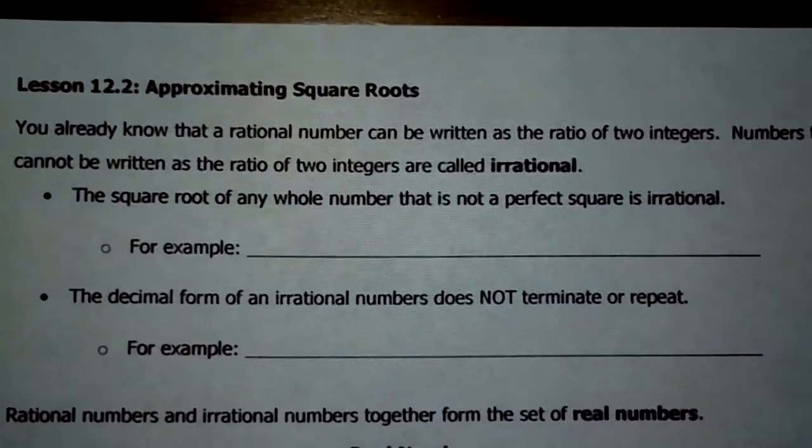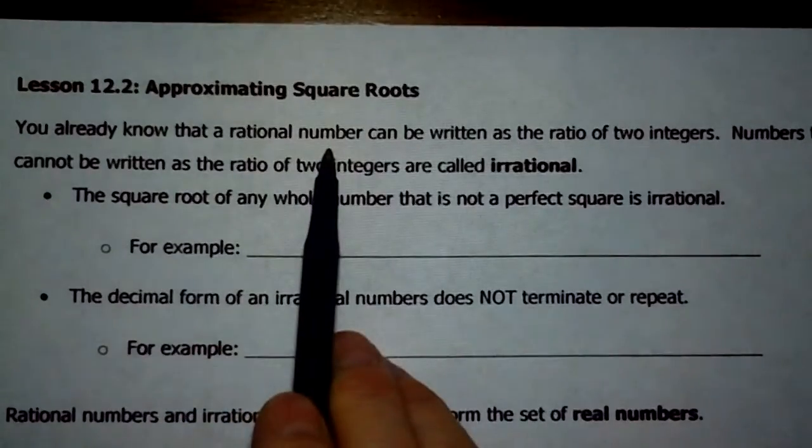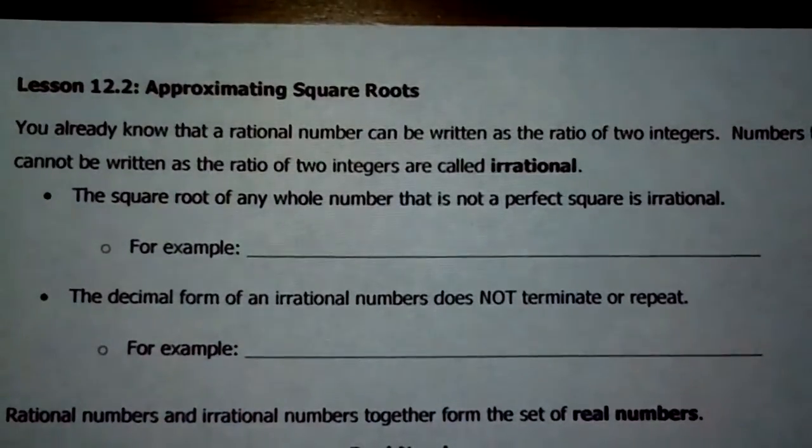We've already learned about rational numbers, right? You already know that a rational number can be written as the ratio of two integers, two positive or negative whole numbers. Numbers that cannot be written as the ratio of two integers are called irrational. So basically, if I can't write it as a fraction, and fractions and ratios are the same thing, within fractions you're not allowed to have decimals. I don't know if you knew this, but you're not allowed to have radicals in there either. So if you can't write the number as a ratio of two integers, it's irrational.